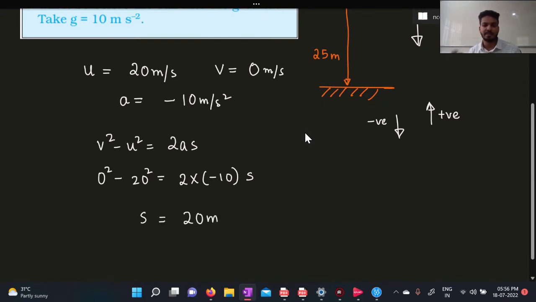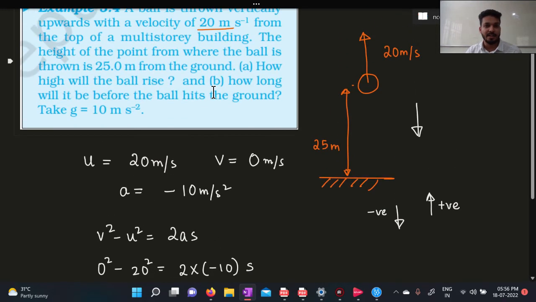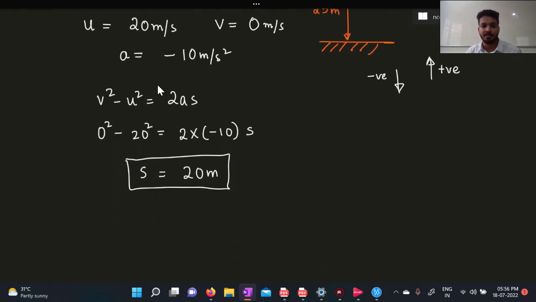You can just simplify this. On the left hand side you have 20 square, on the right hand side you have 20s, so one of the 20s will cancel out and displacement would come out to be 20 meters. So the answer to the first part, how high the ball will rise, will be equal to 20 plus 25, which is 45 meters.